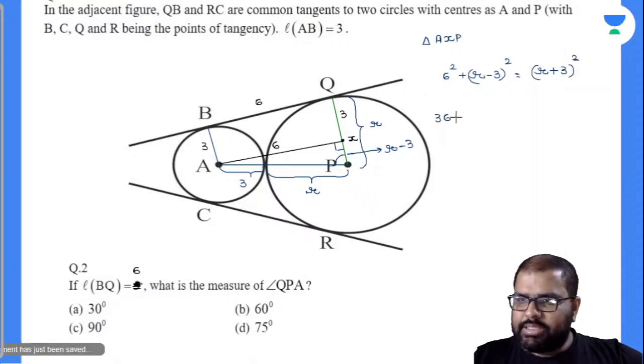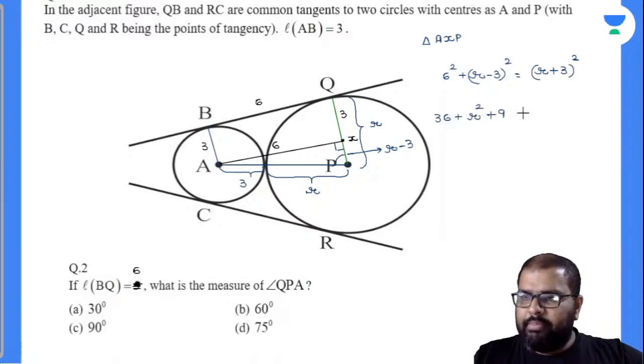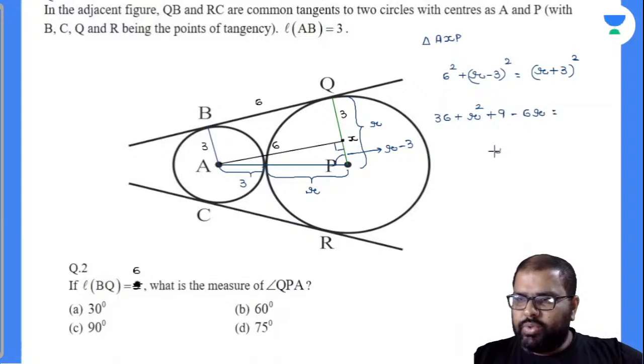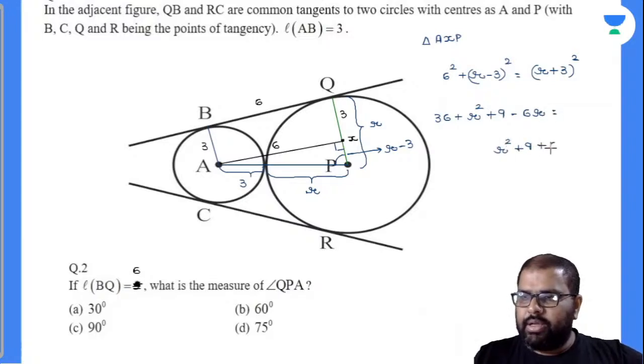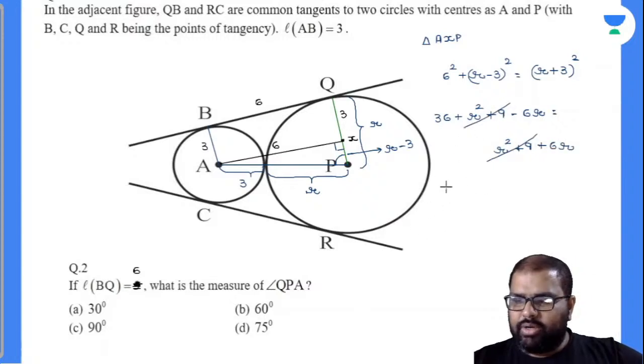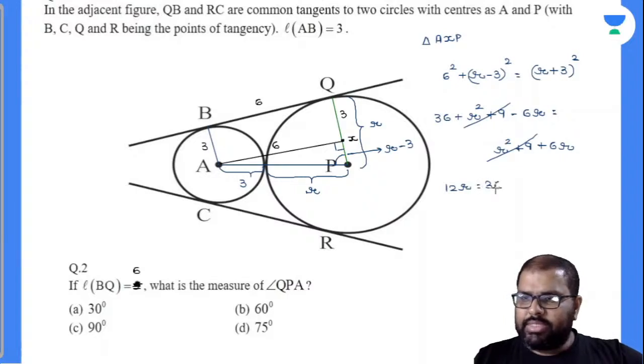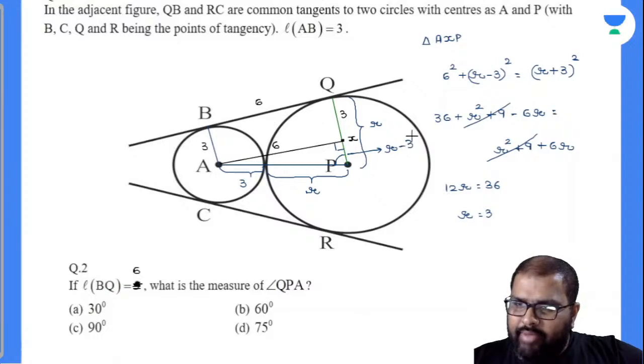36 plus R square plus 3 square, that is 9, minus 2 into 3 into R, minus 6R, is equal to R square plus 9 plus 6R. Am I right or wrong? So on LHS and RHS, R square plus 9 will be cancelled off. 12R is equal to 36 and my R value is equal to how much here? 3. So R value is 3, meaning XP value will be 0.